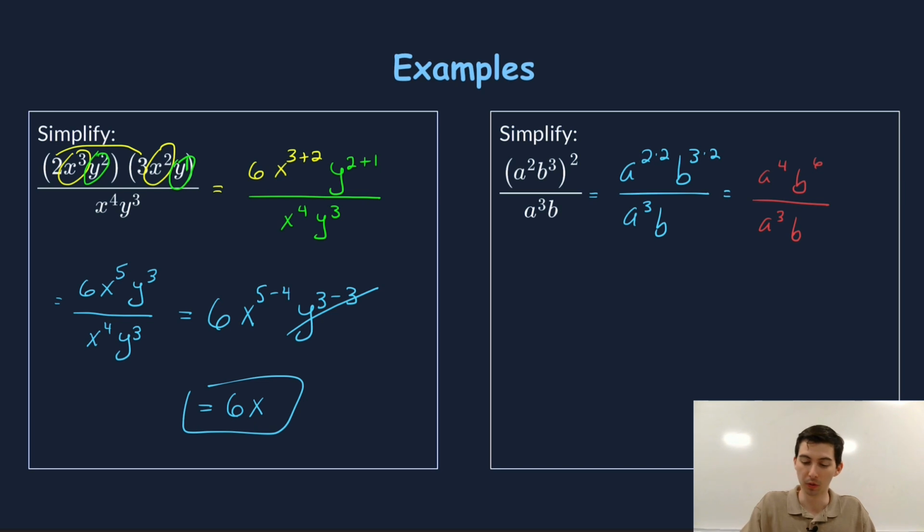And so now, once again, we're dividing these two terms, so we're going to subtract our exponents. So I have a to the 4 minus 3 and b to the 6 minus 1. Since there's no exponent here, once again, we can just say it's b to the 1. And when we subtract these, a to the 4 minus 3, well, 4 minus 3 is once again just 1, so I don't have to write any exponent there. And then b to the 6 minus 1 would give me b to the 5th.